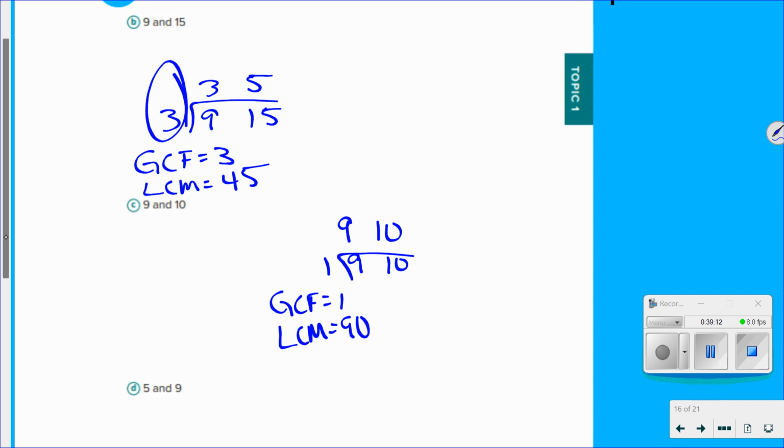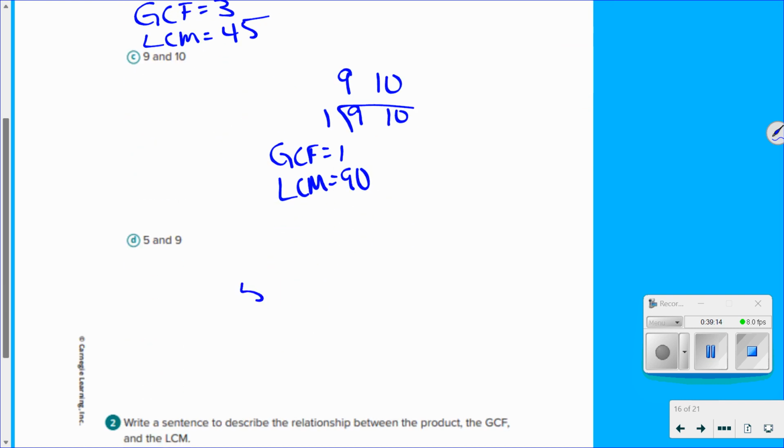Okay? 5 and 9. Can I divide them both by 2? By 3? By 5? By 7? See how easy this can be? GCF is 1. LCM is 45. Should be that easy for you guys.